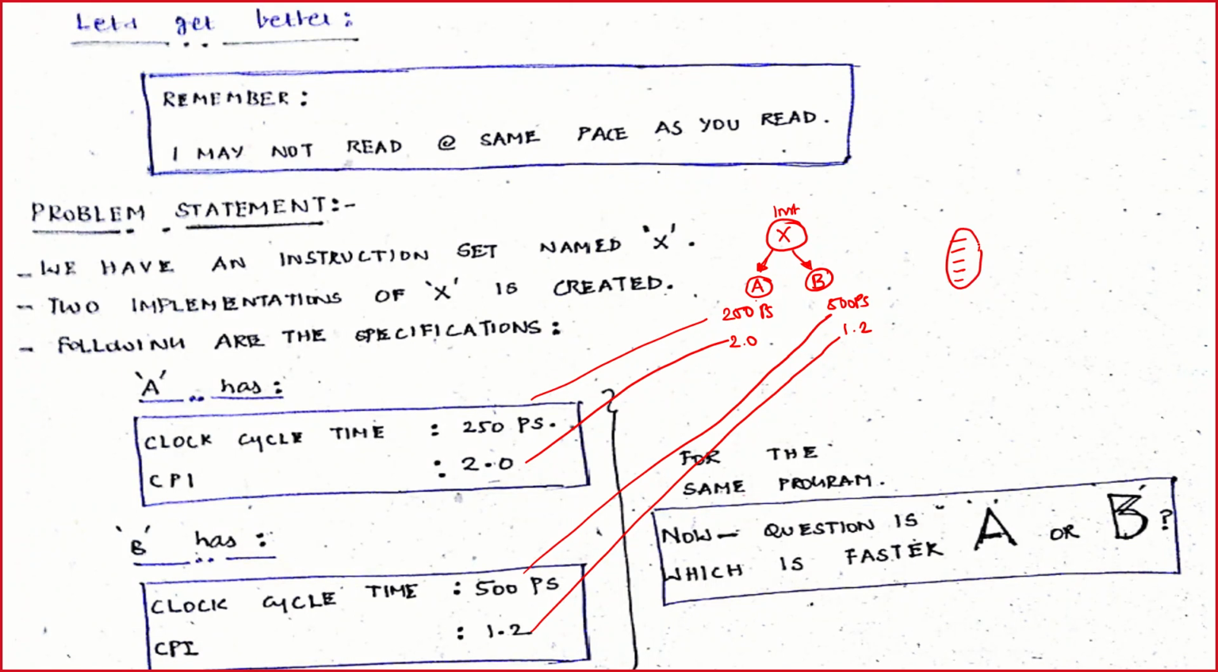These 5 lines of program will be run in both the architectures. Which architecture is going to be faster is the question. That's it. Is it clear, all of you?